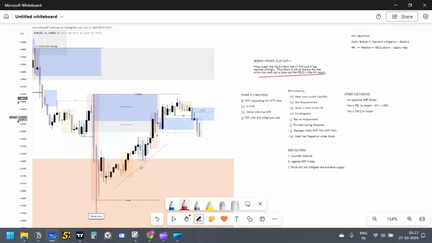So after taking this sell side liquidity, I'm expecting the price to take out this buy side liquidity. But it is not necessary because price can engineer liquidity in the lower time frame. I think it's already engineered. So price pushed down, pushed up, and pushed down. Here you can see this is the lid.